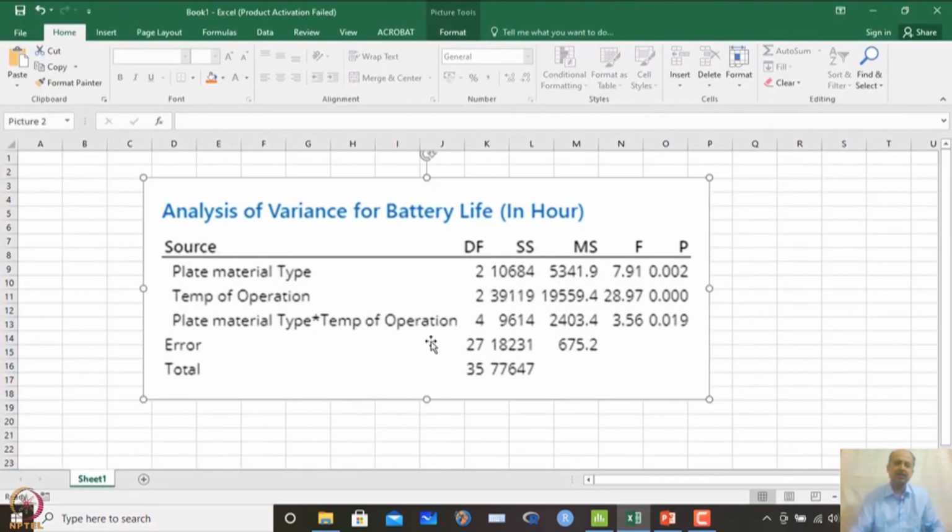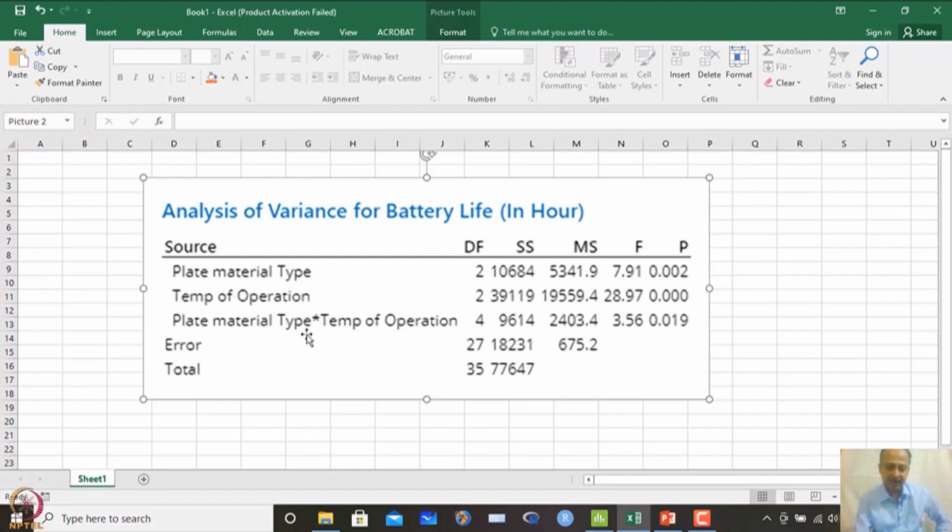And it is saying that plate material type, when you change it, has a significant impact on the battery life. So, there are at least 2 levels where, when I change the material from 1 to 2 or 2 to 3, it impacts the mean expected value of the battery life. And temperature is also significantly influencing it when I change it.